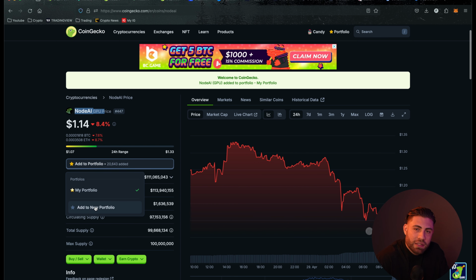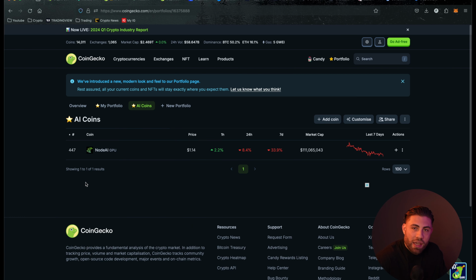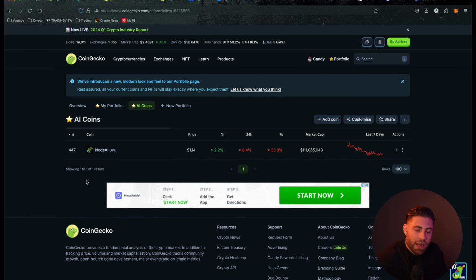I basically create different watch lists. So if I do a new portfolio, I can call it AI coins. So all the AI projects that I'm looking at and I like them, I'll add them here. So I'll have them all in one place. So that's CoinGecko, very handy.